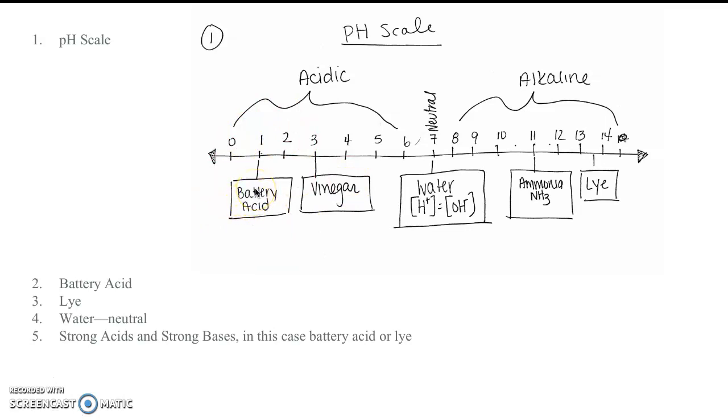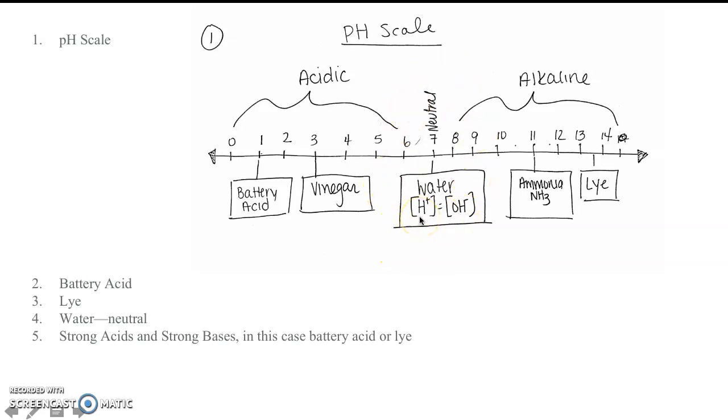Number 3 follows the same type of logic. So this time we're looking for the substance that produces the most hydroxide. The most basic substance is going to produce the most hydroxide, so in this case, that would be lye. Number 4 asked which substance has the same amount of hydroxide and the same amount of hydronium. When you have equal amounts of hydroxide and hydronium, you have a neutral solution. And our main example for that is water.